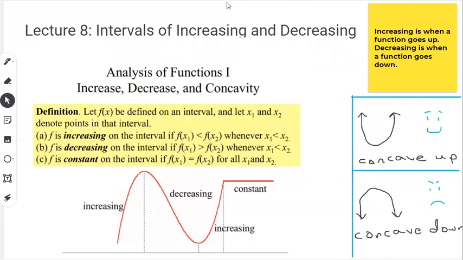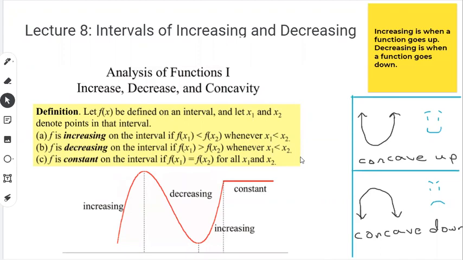And then there's one last thing that I did want to talk about before we leave this slide. It is f is constant. So what does constant mean? That just means the function is flat. It's not going up, it's not going down, it's staying constant. So we say that the function is constant on an interval if f of x1 is equal to f of x2 for all x1 and x2. And what that basically means is you're going to have the first y value, you're going to have the second y value, and they're going to be equal. So if you have equal y values, what that means is the function is just kind of flat like this. So if the function is ever flat, we call that constant.